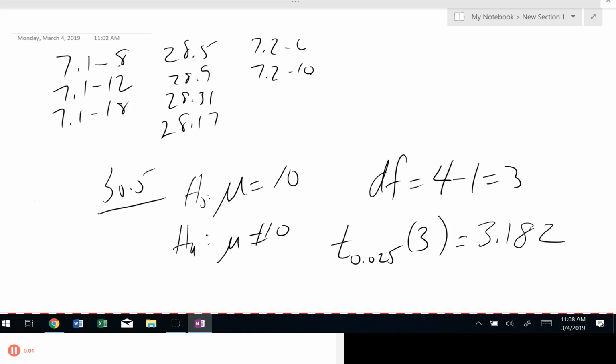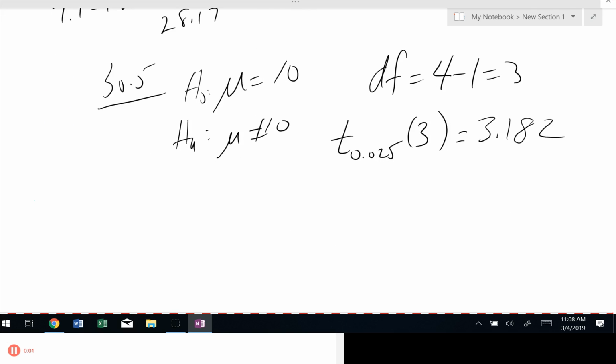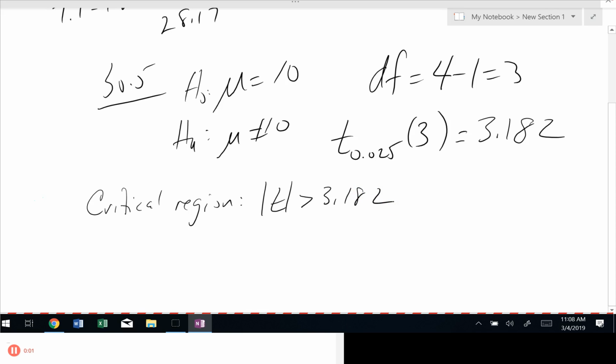All right, so we're looking for the t to be either above 3.182 or below negative 3.182 to be able to reject. That's how we're defining our critical region in this case, right? Just to write that down, I'll write it as an absolute value statement. Absolute value of t needs to be greater than 3.182.